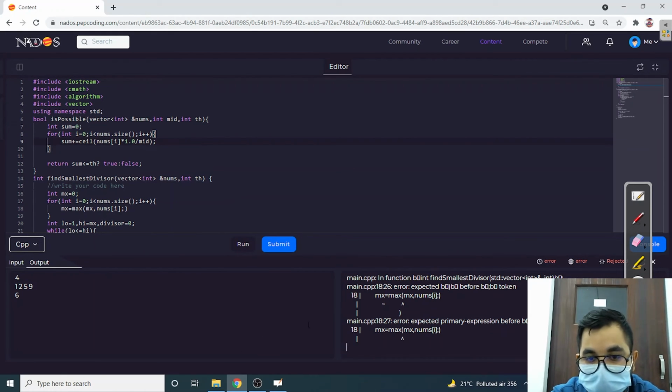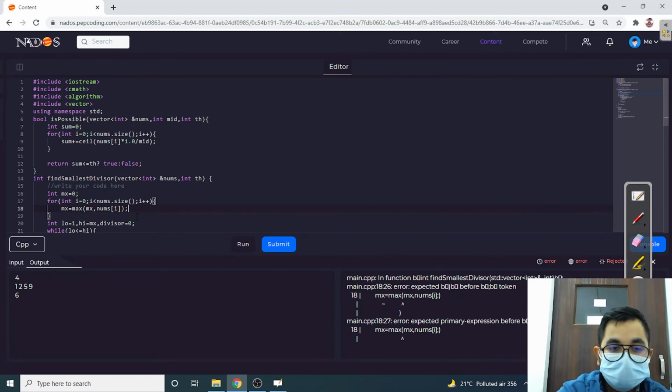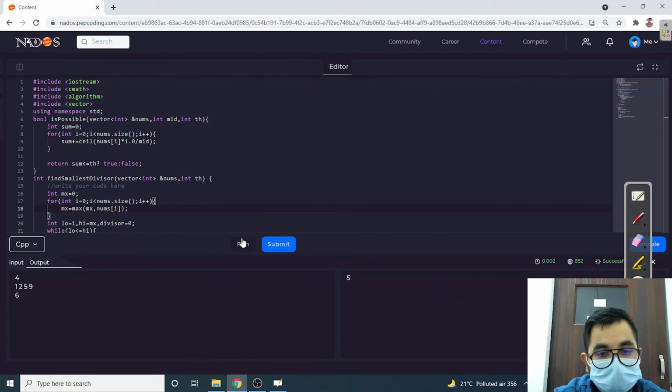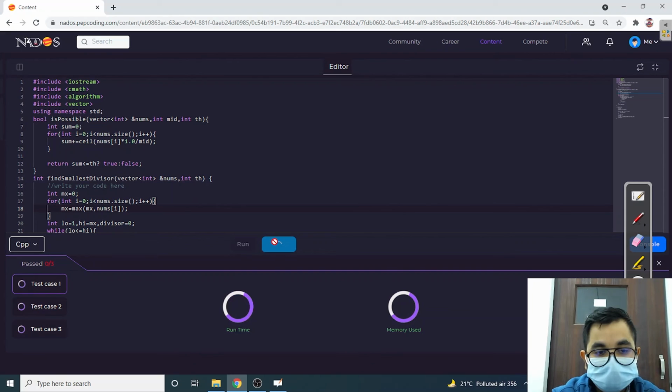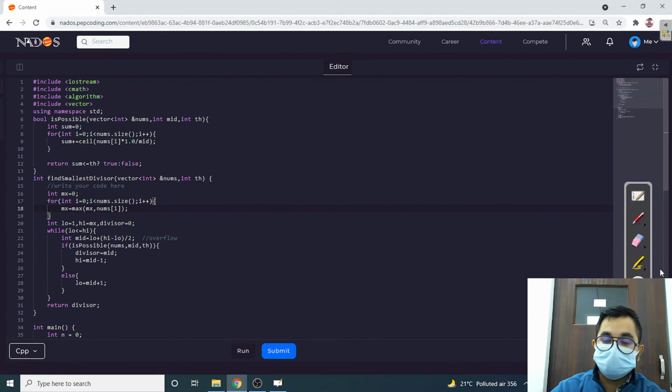There is some mistake. In line 18 I have made some mistake. Okay, semicolon. Right. So we have got a successful submission for our sample input. So submit it. So it passed all 3 test cases, which means that we have the same result that we wanted, or the same function that we needed to write.